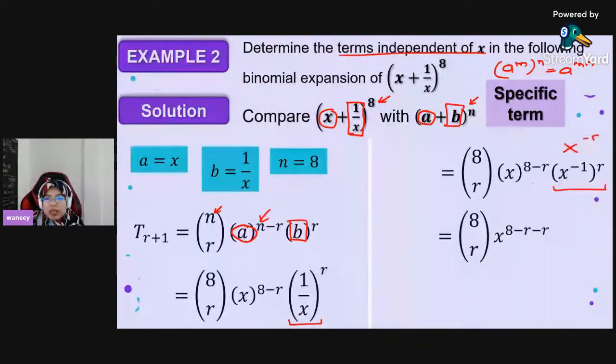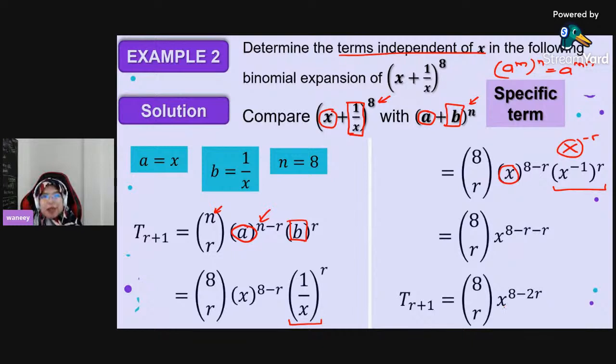So you have the same base over here, x together with x. So you're going to combine them together. It will become 8 minus r minus r. Okay, so simplify them a little bit. So T R plus 1 is equal to 8Cr x to the power of 8 minus with 2r. So do make sure to simplify until the simplest one before we calculate what is the specific term.